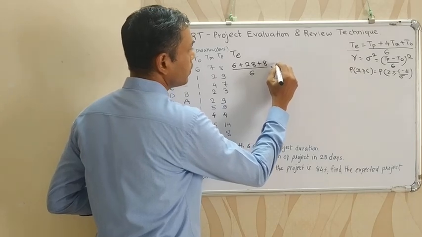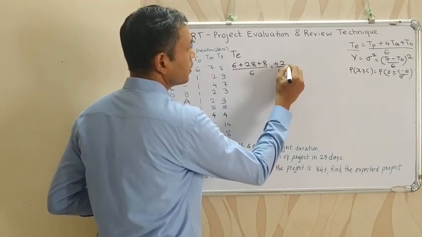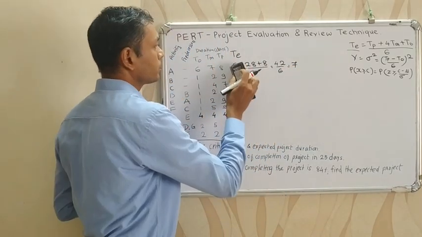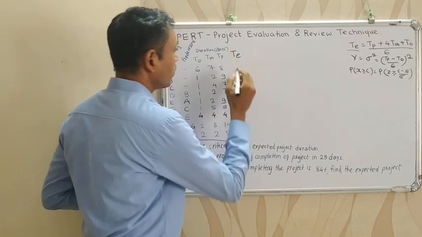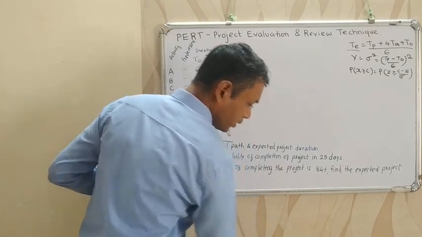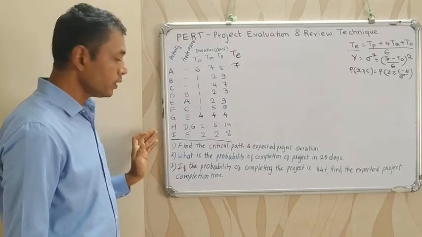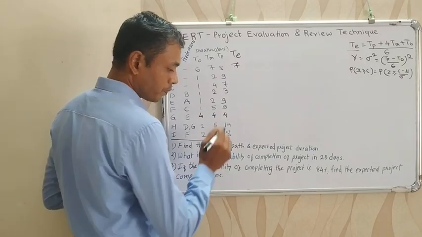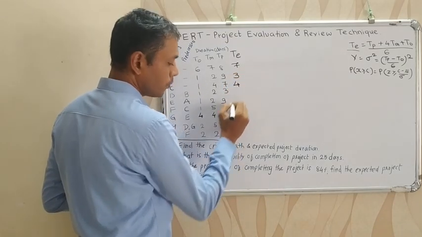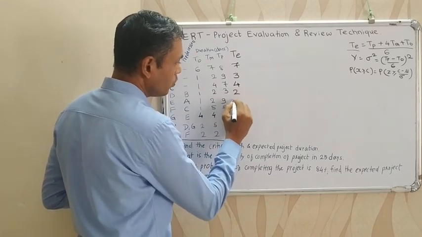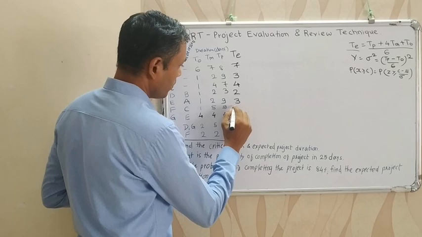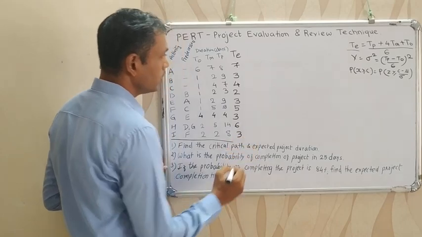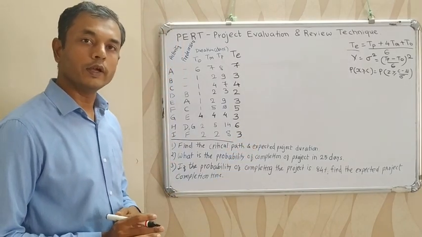14, 22 plus 20, that is 42 by 6. So it is equal to 7. Similarly, we can calculate estimated time from B to I, that is 3, 4, 2, 3, 5, 3, 6 and 3. So these are the estimated times for all activities.